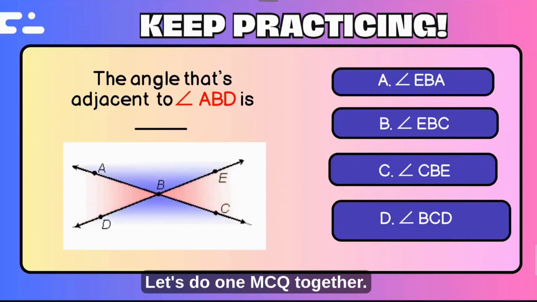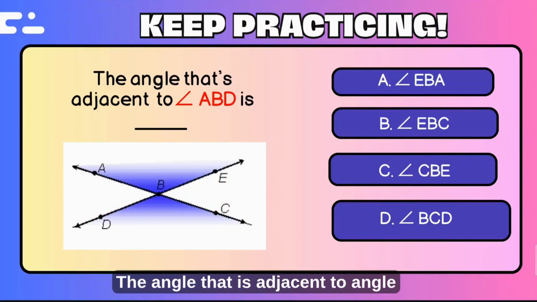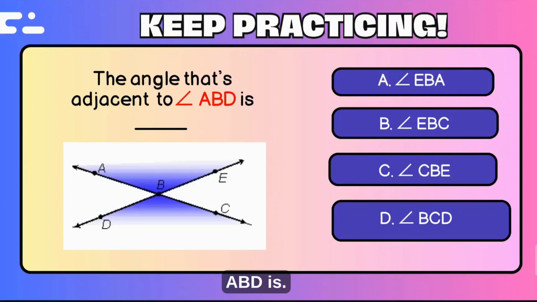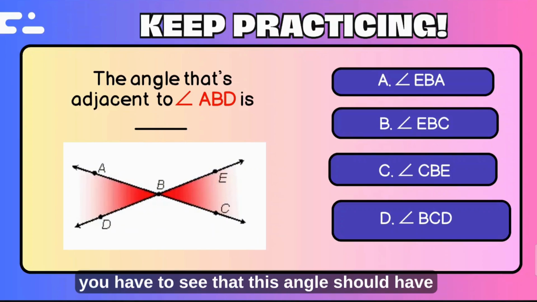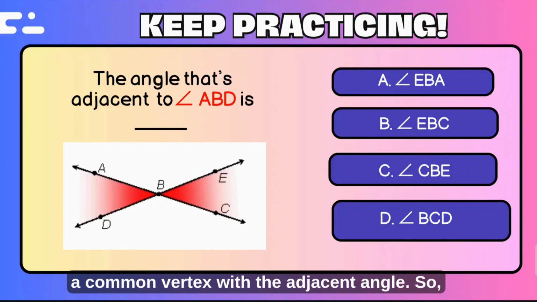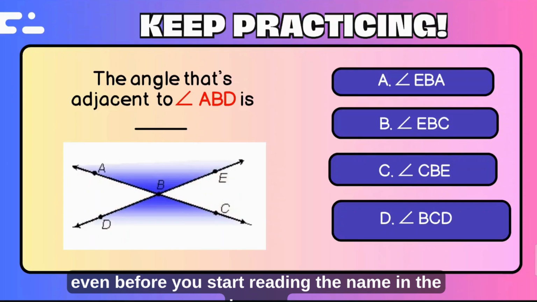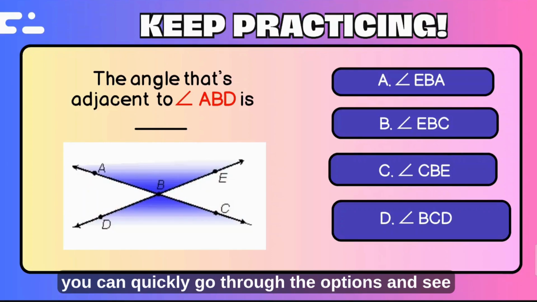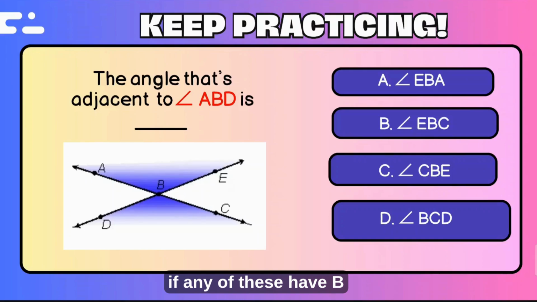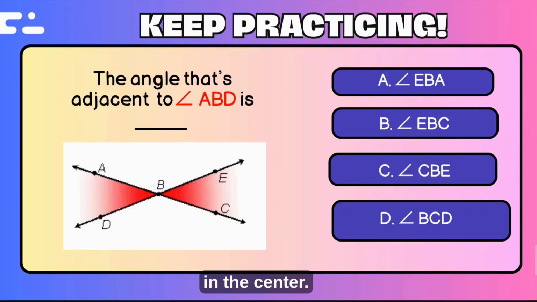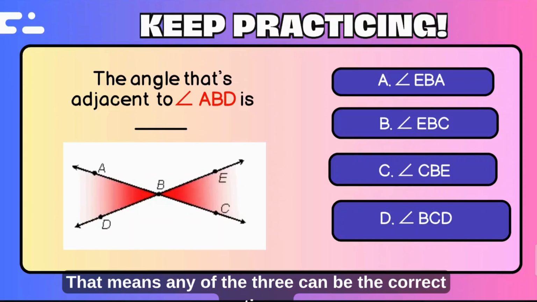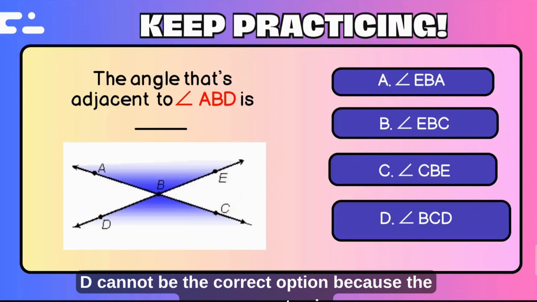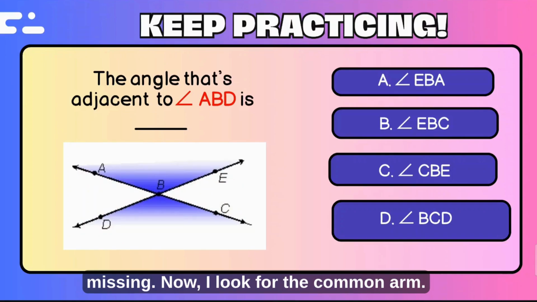Let's do one MCQ together. The angle that is adjacent to angle ABD is, so the options are there in front of you. First thing, you have to see that this angle should have a common vertex with the adjacent angle. So even before you start reading the name in the image, you can quickly go through the options and see if any of these have B in the center. I can see there are 3 options with B in the middle. That means any of the 3 can be the correct option. Of course, D cannot be the correct option because the common vertex is missing.